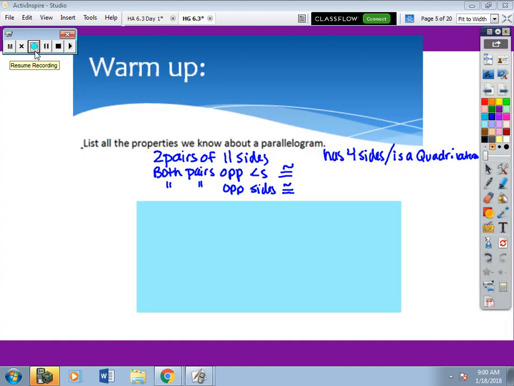So actually, that wasn't one I was counting. So we'll have 2 more still. That is true. No? The diagonals bisect each other. Good. The diagonals bisect each other.